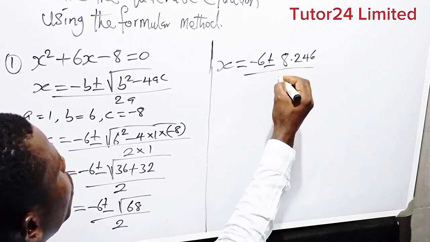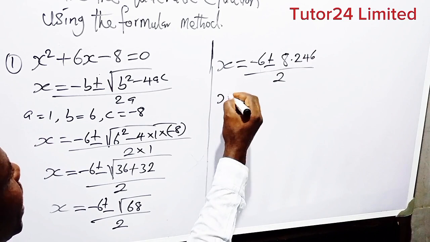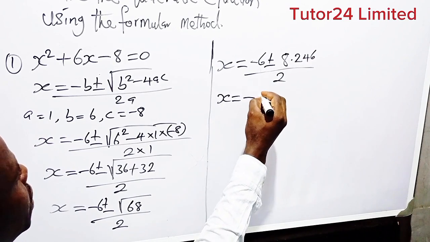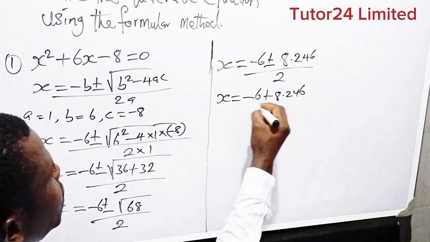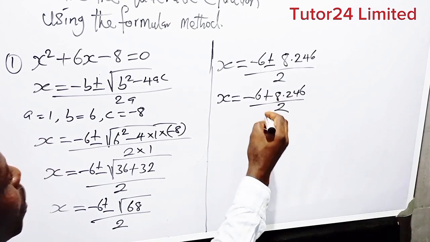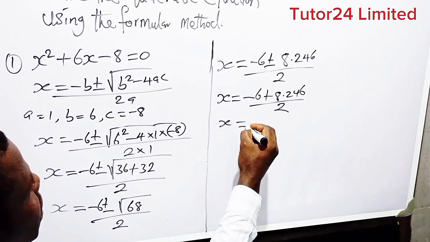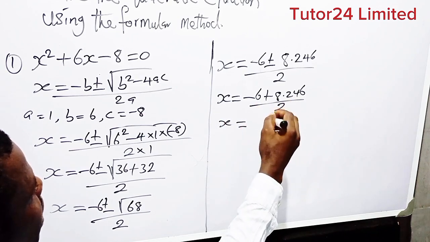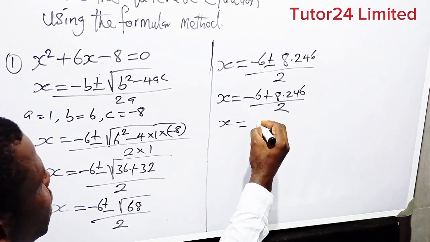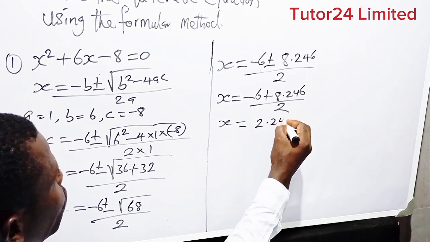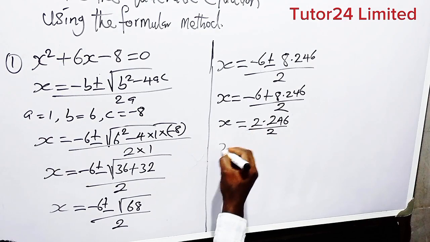8.246, all over 2. Now we have two values for x, so it's either x is equal to minus 6 plus 8.246 over 2. Now let's solve this and get the value. If you add this together, you now have minus 6 plus 8.246 is 2.246 over 2.